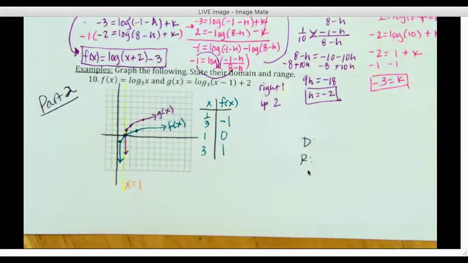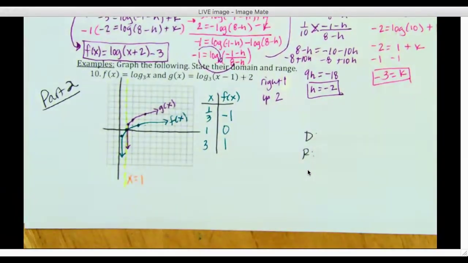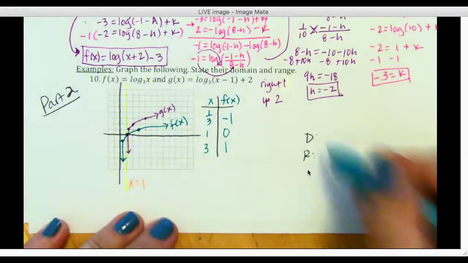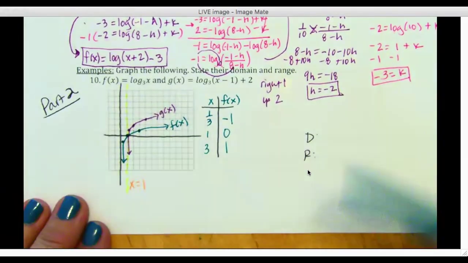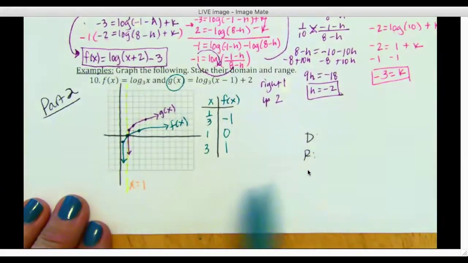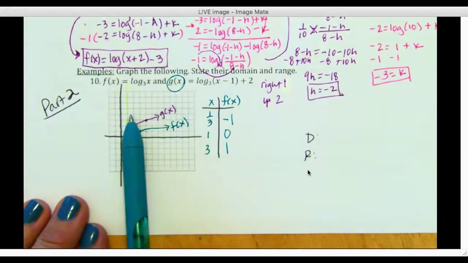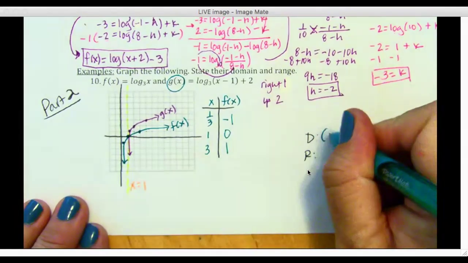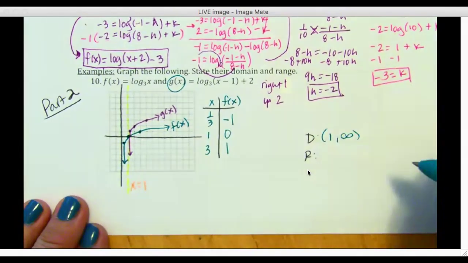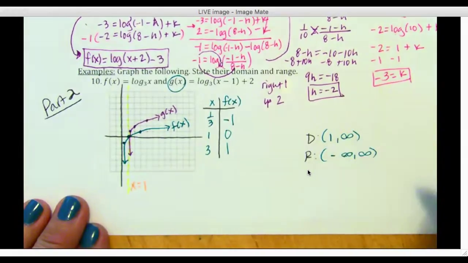All right, we also want to state the domain and range. I'm going to be stating the domain and range for g of x. For g of x, it's getting really, really close to x equals 1, so my domain is from 1 to infinity. But my range for all of these is negative infinity to positive infinity.